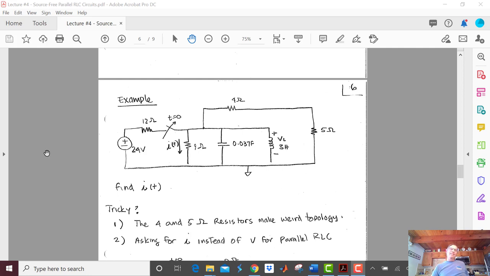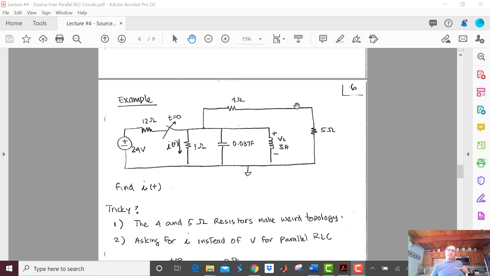So let's go back to this problem. In this problem, I got some things I don't like. I got a weird little wart sitting off here, and I'm asked for something strange. I'm asked for the current in this resistor, and it doesn't even have differential equations describing it. And I don't even see a series or parallel RLC like I did earlier in the lecture. So what's a seagull going to do?